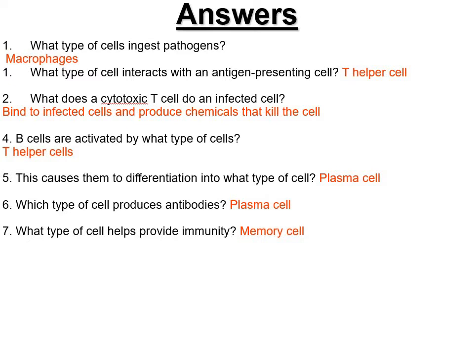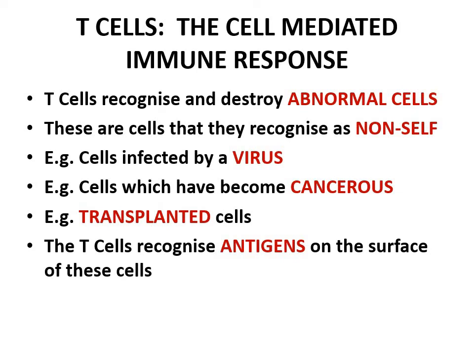B cells are activated by what type of cells? T helper cells. This causes them to differentiate into what type of cells? Plasma cells. What type of cell produces antibodies? Plasma cells. What type of cell helps provide immunity? Memory cells. Okay, so I'm going to try and break this information down a little bit more and a little bit slower.